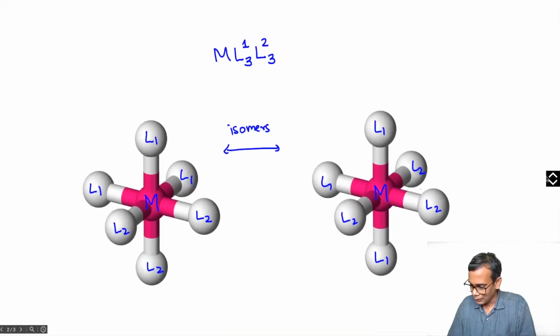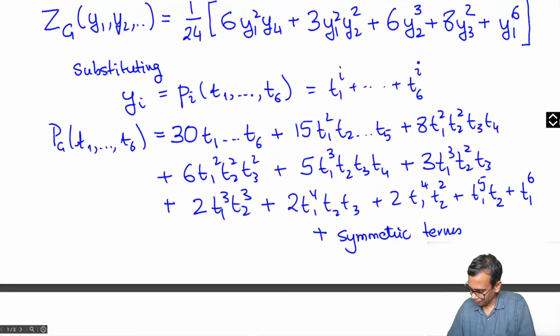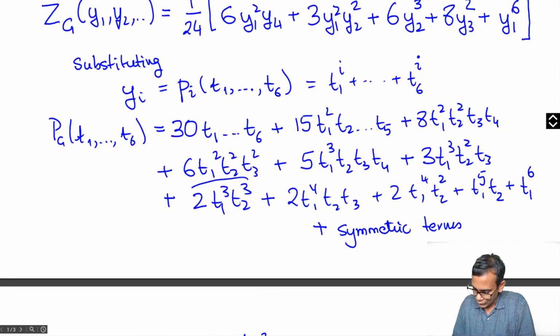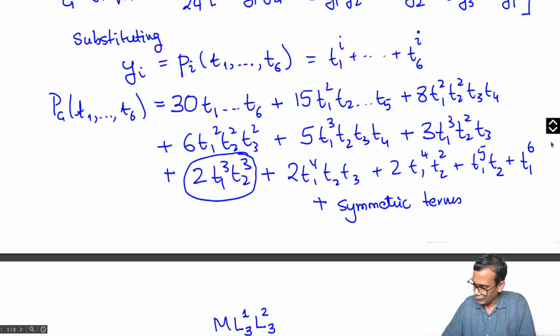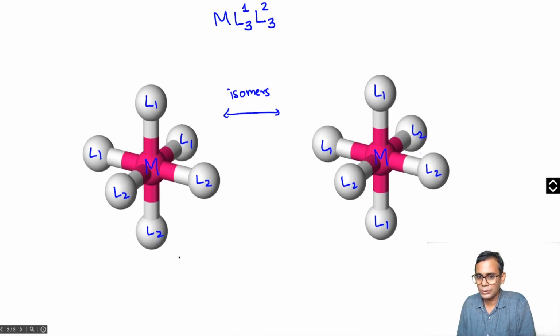Here, for example, we are looking at isomers where you have 2 ligands, each occurring 3 times, which means that we are looking at a coloring with 2 different colors. 3 vertices are colored with each color. And so we should look for the coefficient of t1 cubed t2 cubed in this polynomial. And if you look for that, you see that it is actually just 2. And in fact, these are the only 2 isomers of this kind.